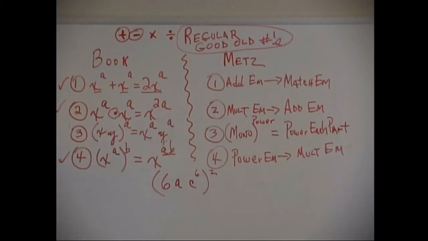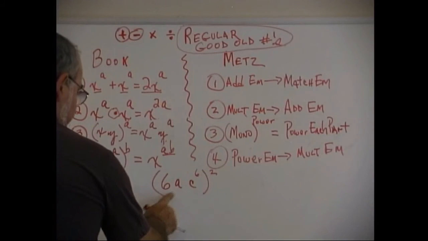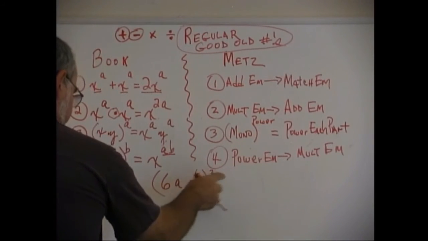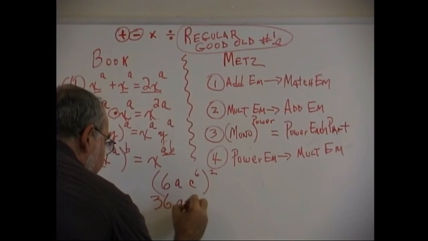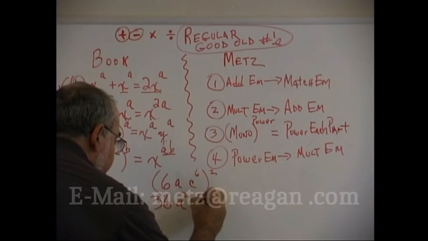So what we got here is we got a monomial raised to a power. So I had to take the 6 and square it, the a and square it, and the c to the 6th and square it. What does this power to? 36, a squared, c to the 12.